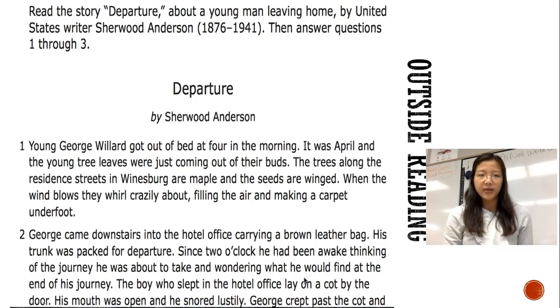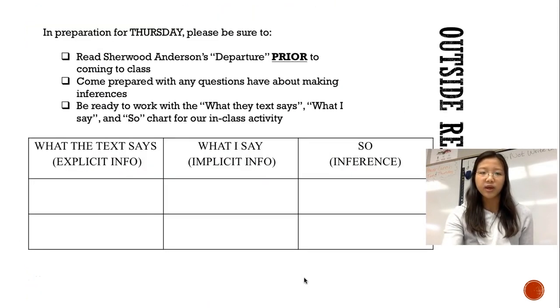So for Thursday, please read the story Departure by Sherwood Anderson and come prepared to use and apply the what the text says, what I say, and so chart, and also come prepared with any questions that you have about making inferences. If there's any confusion, I'll be ready to answer any confusion that occurred. And that is everything. Thank you.